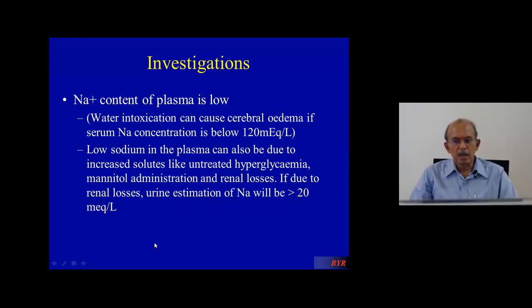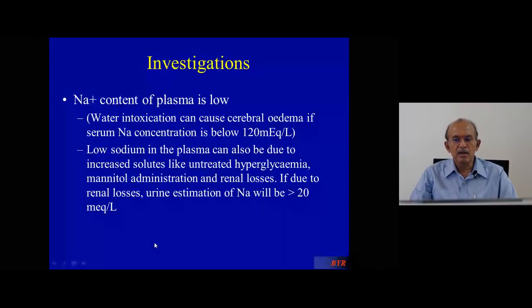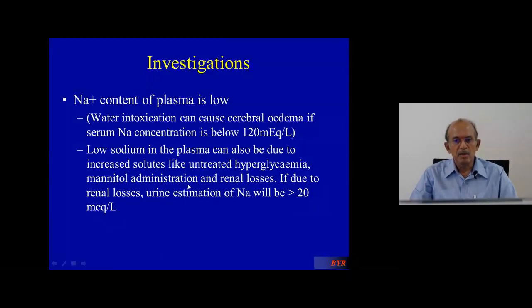Low sodium in the plasma can also be due to increased solutes like untreated hyperglycemia, mannitol administration, and renal losses. If due to renal losses, the urine estimation of sodium will be more than 20 milliequivalents per liter.